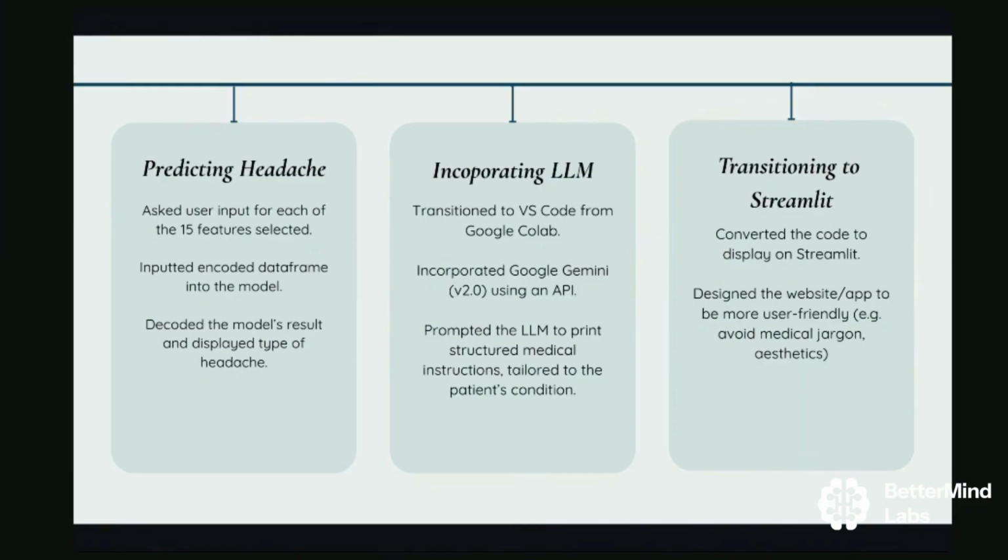Like miosis, instead of saying that specific term, I asked, does your pupil look smaller in one eye? Conjunctival injection: is your eye more red or bloodshot, for example? Photophobia: sensitivity to light and sound. More features that could better help the user understand. Putting that all together, we finally created NeuroPredict.